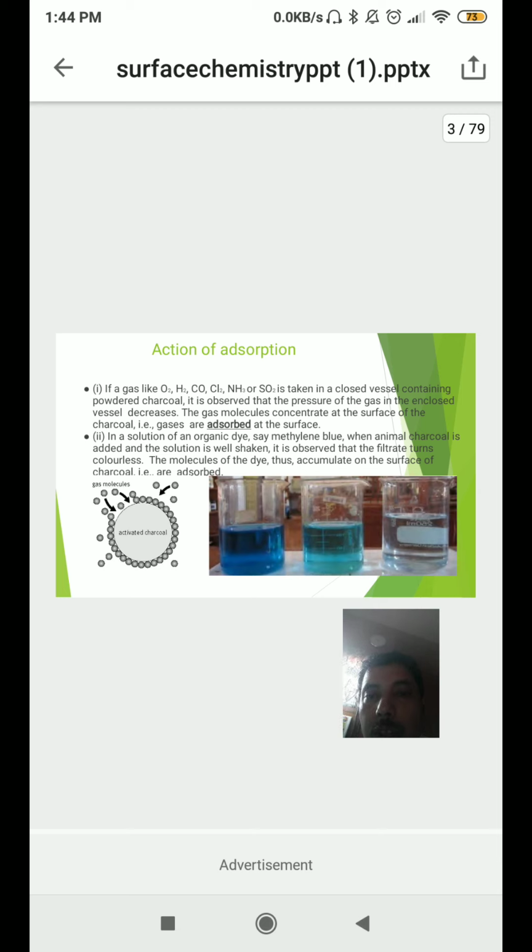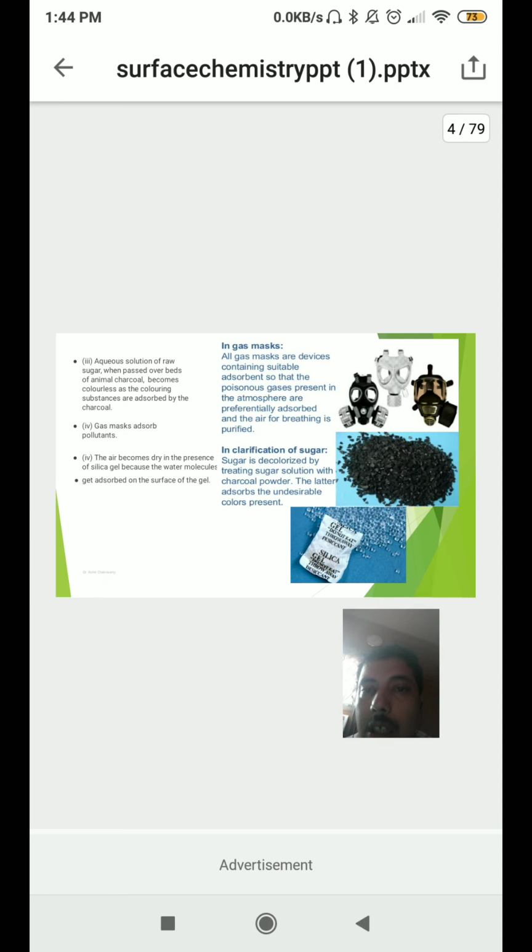In a solution of an organic dye, say methylene blue, when animal charcoal is added and the solution is shaken well, it is observed that the filtrate turns colorless. The molecules of the dye thus accumulate on the surface of the charcoal and get adsorbed. All right, so now moving on to the next one.